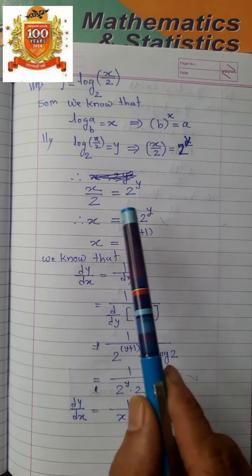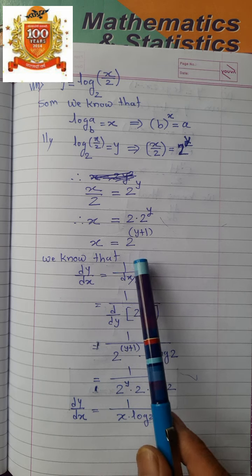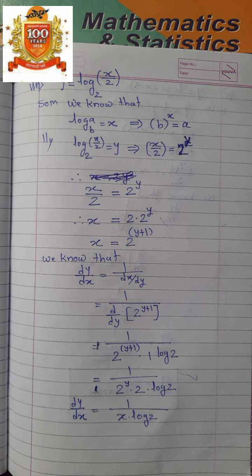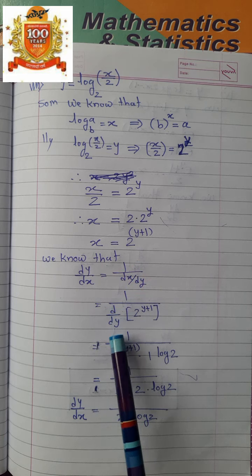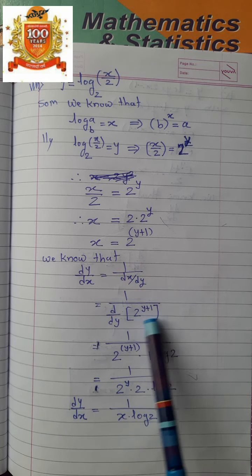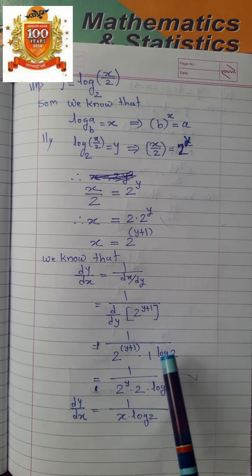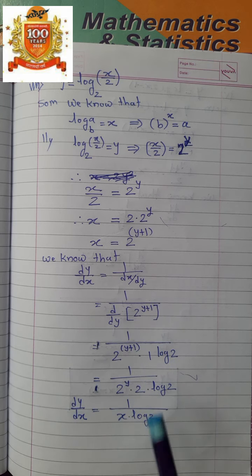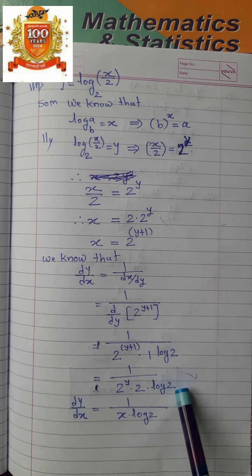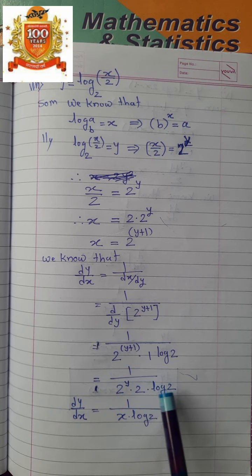Laws of addition of indices. Now we know that dy by dx is equal to 1 upon dx by dy. That is equal to 1 upon d by dy of 2 raised to power y plus 1. Now derivative of this with respect to y is 2 raised to power y plus 1 into derivative of y, which is 1, into log 2. That is 2 raised to power y plus 1 means 2 raised to power y into 2 into log 2. So 1 upon 2 raised to power y into 2 into log 2.